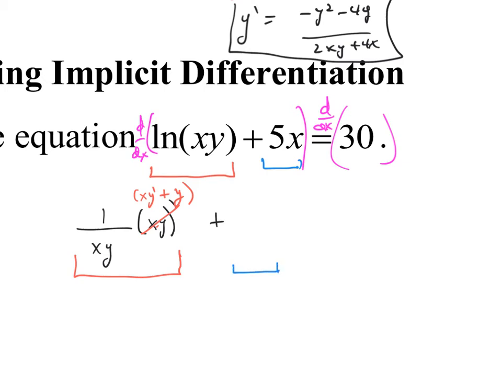I just underlined it in blue. What's the derivative of 5x? That's simply 5. Don't forget to take the derivative of the right-hand side of the equation. What's the derivative of 30? Well, the derivative of 30 is 0.